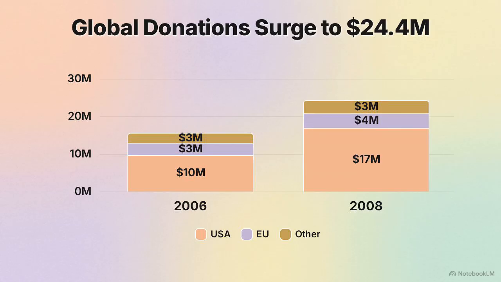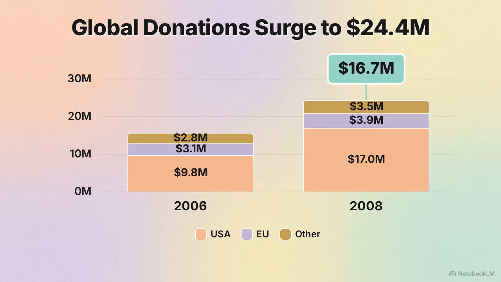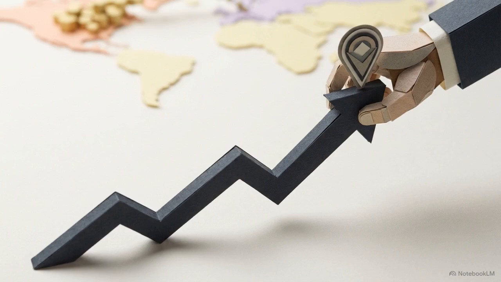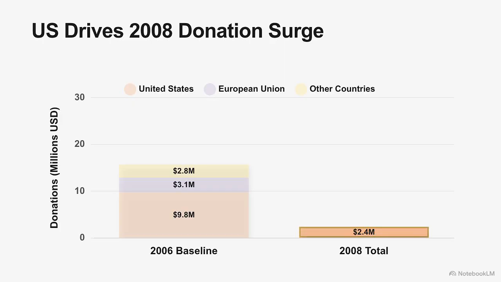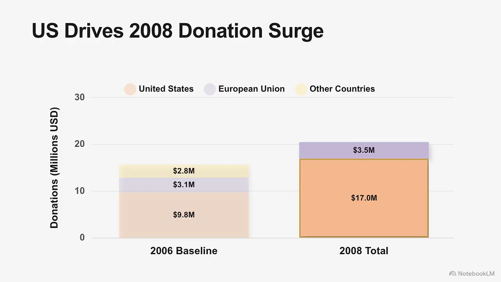Advancing the analytical focus forward by 2 years brings us to the data configuration for 2008. The total global donation amount increased significantly to $24.4 million. This represents a sharp upward climb in total volume compared to the 2006 baseline. The bulk of this growth was driven by an aggressive surge in American contributions, jumping to $17 million. The European Union experienced a distinctly modest rise in comparison, reaching $3.9 million. The Other Countries cohort tracked a similarly modest increase, rising to $3.5 million.